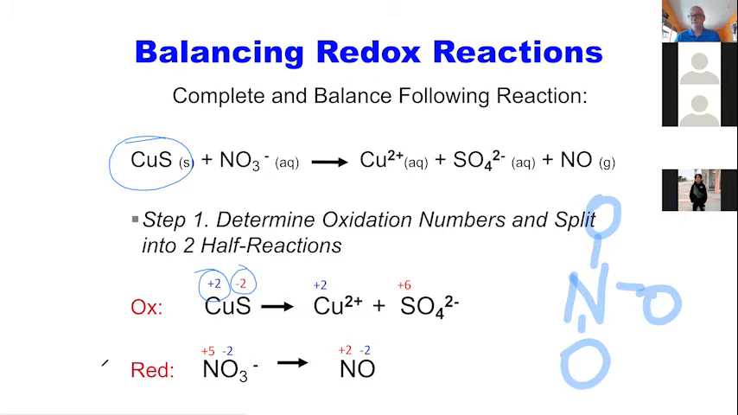-2. Yeah, it's got to be -2. They're all -2, -2, -2. The overall charge of this polyatomic ion is -1. So I already have -6 for the oxygens, and the total is -1. So what has to be the oxidation number of the nitrogen?